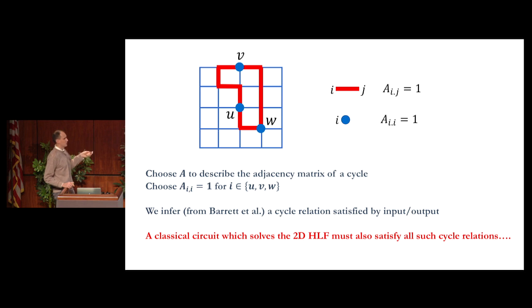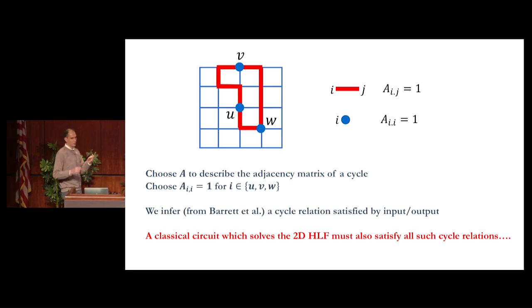Because we are free to choose this adjacency matrix A as we like, we can choose it as the adjacency matrix of a one-dimensional cycle embedded in this grid.